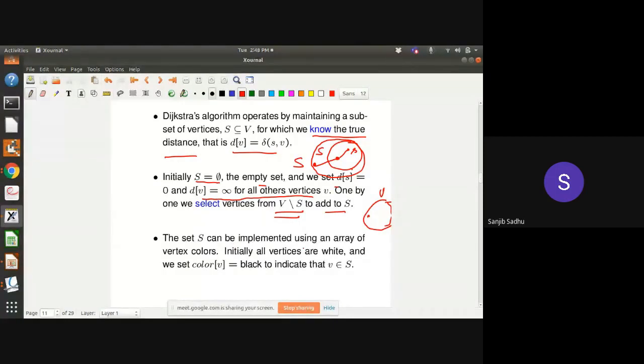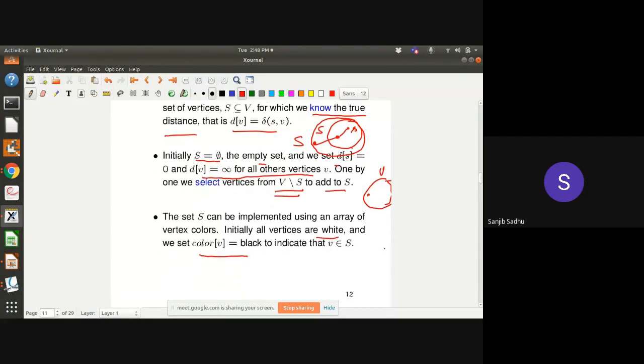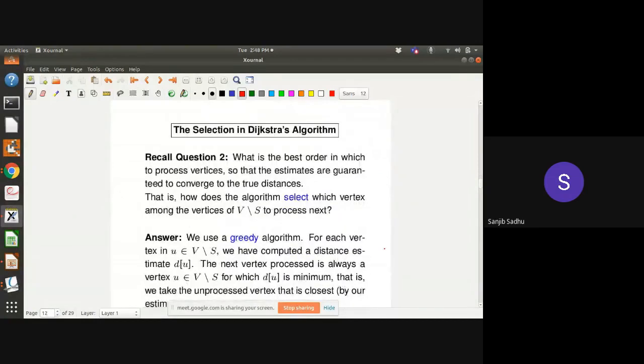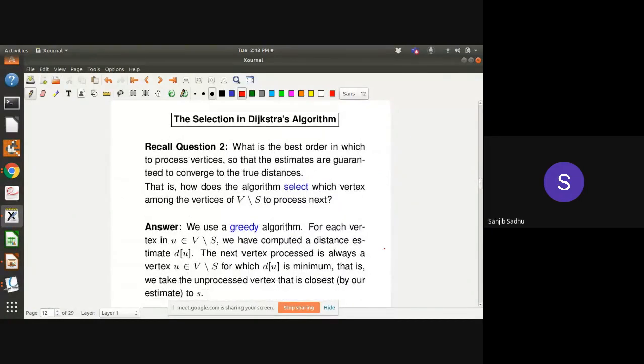The set S can be implemented by an array of colors, a flag. Color black means the vertex has been processed. White means it has not been processed. I will show you the algorithm and a figure, but before that you should know the property of what we are doing.